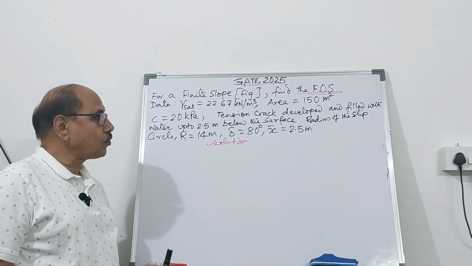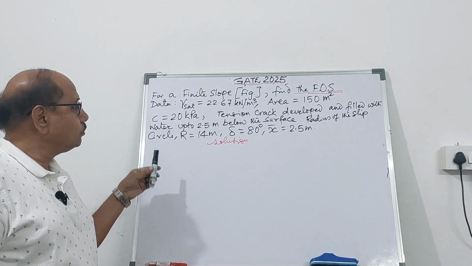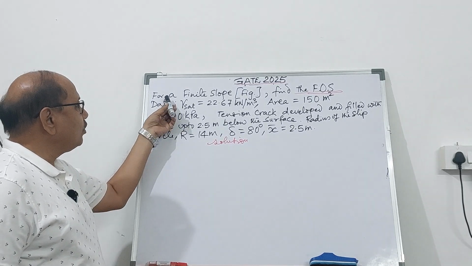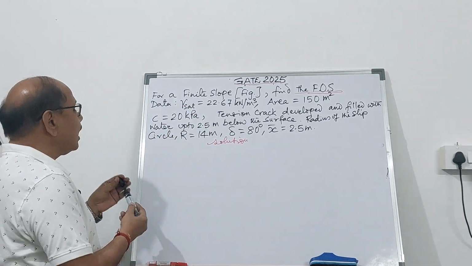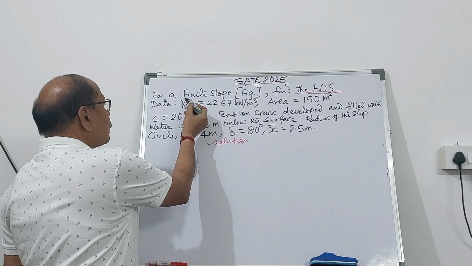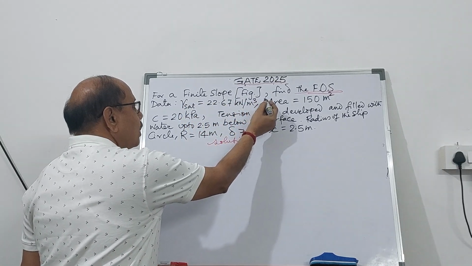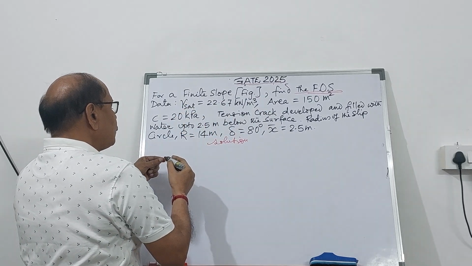Hello friends. So in this video we are having a GATE problem which is on a finite slope. The problem is like this. For a finite slope, find the factor of safety and the data is given to you.